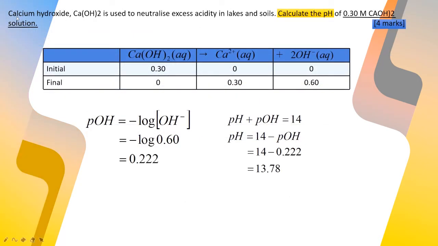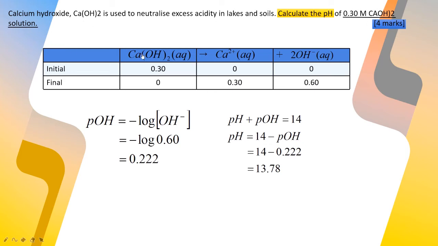Okay, let's see the second question. Calcium hydroxide, Ca(OH)2, is used to neutralize excess acidity in lakes and soils. Calculate the pH of 0.30 M Ca(OH)2 solution. So the key points for the question given are calculate the pH and the 0.30 M Ca(OH)2 solution.